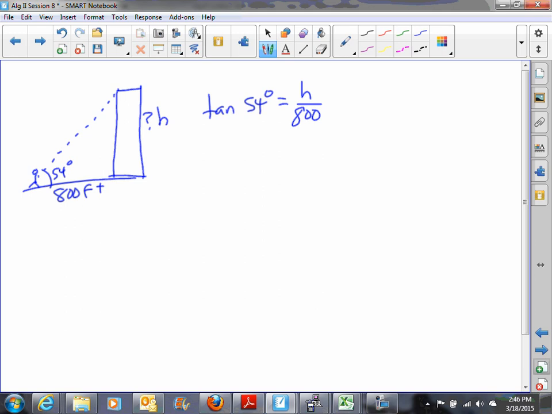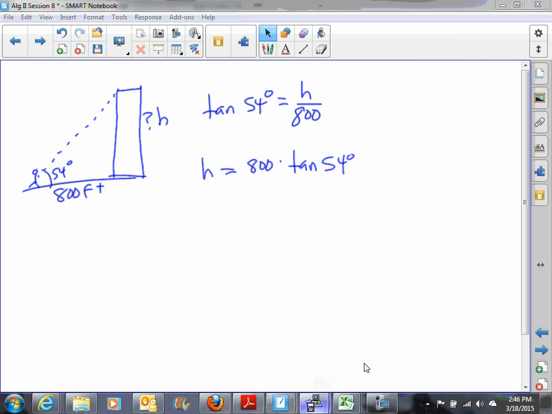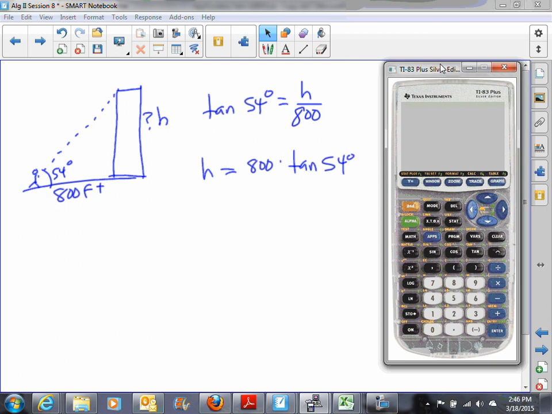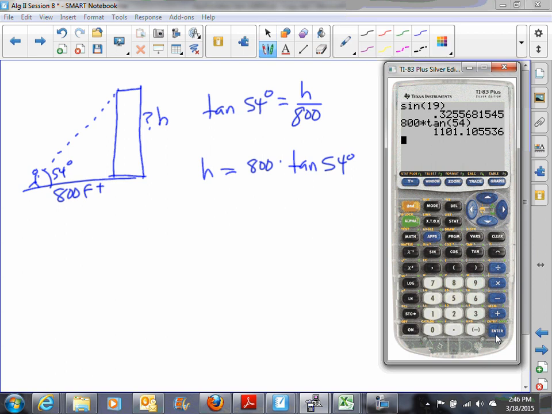So in this equation, we can solve for H. If we multiply both sides by 800, we get H is equal to 800 times the tangent of 54 degrees. And so if you just take your calculator, since it's in degree mode, we can say 800 times tan 54, close the parentheses, and press enter, we get 1,101.1. So height is 1101.1 feet.